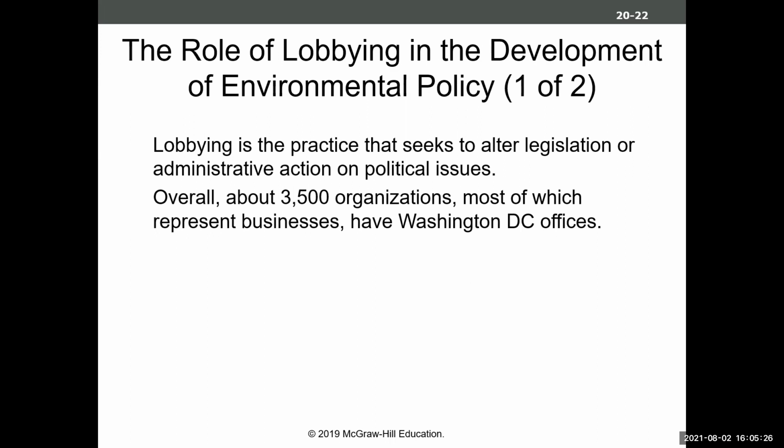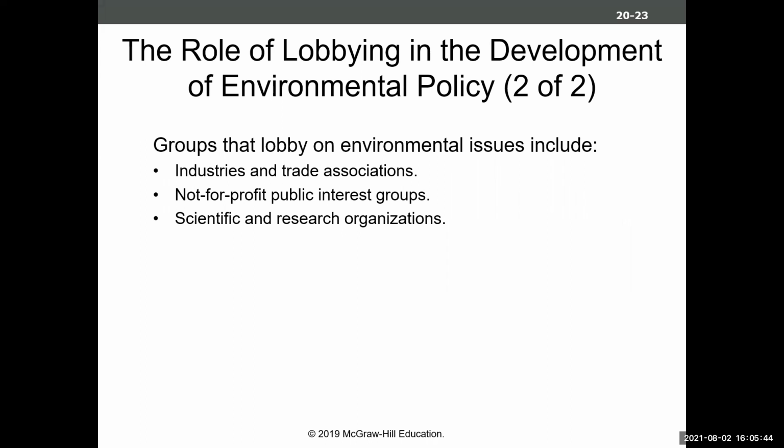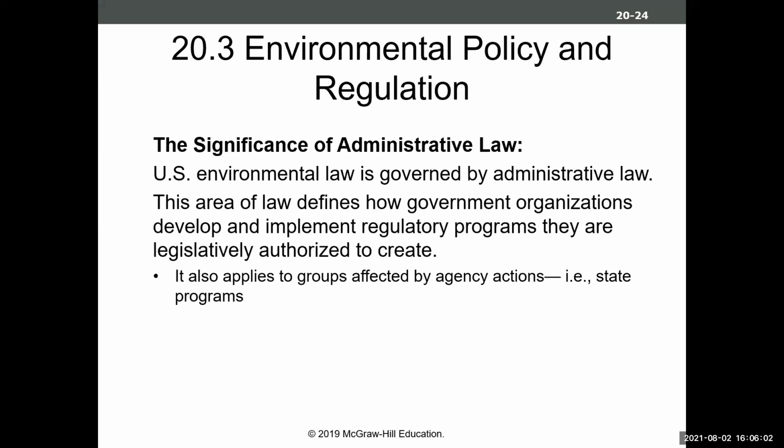Lobbying is basically where you try to alter legislation on political issues. There are approximately 3,500 organizations that have Washington, D.C. offices where they can lobby to make changes to specific political issues. Groups that tend to lobby on environmental issues are industries and trade associations, nonprofit public interest, and then scientific and research organizations. So they kind of have a big role in lobbying as well.